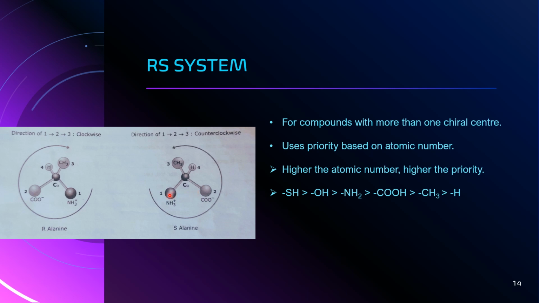Here, if the molecule is represented like this, the amino group is here, the carboxyl group is here, the methyl group is here, and the hydrogen is here. So the rotation will be like 1, 2, 3. So it will be anti-clockwise, the counter-clockwise rotation. So this is said to be S-alanine. So this RS system actually varies according to the representation. So first of all, we provide the priority order, and then we follow the direction of the majority of the groups, and then we assign R and S respectively.